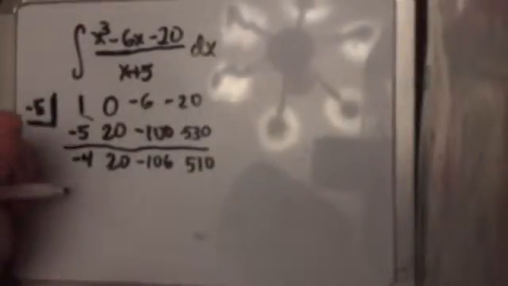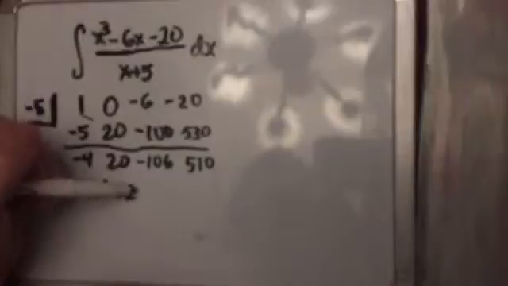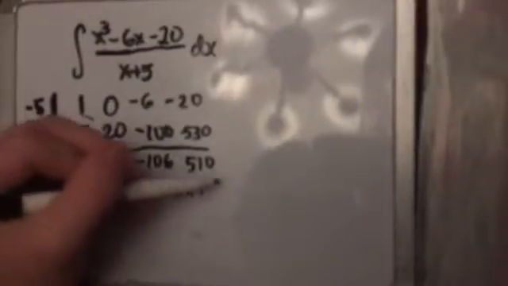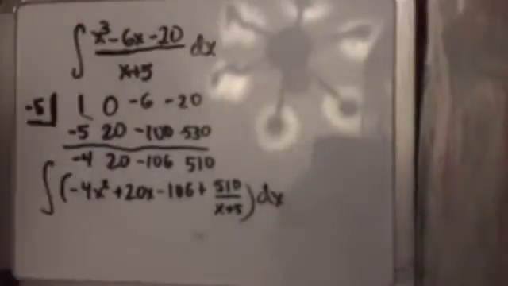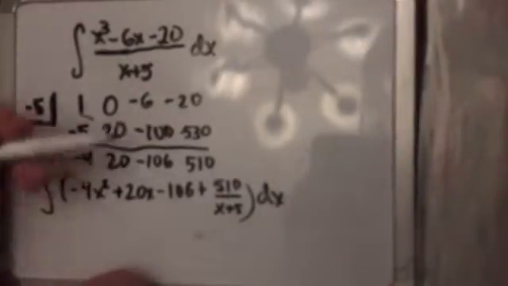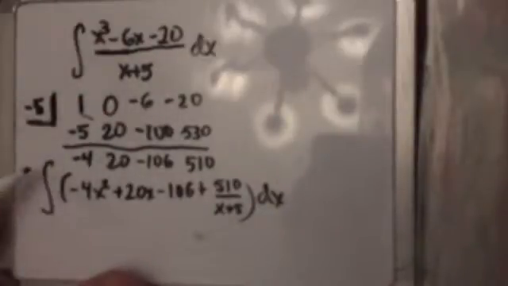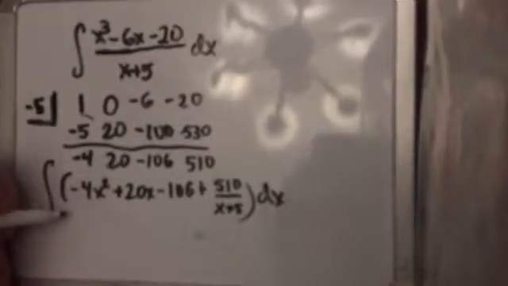So that essentially comes out to negative 4x squared plus 20x minus 106 plus 510, and then you make it over the denominator, over x plus 5. So this is what our new integral is. Since these are all separate, you can essentially separate out the integrals. I'm not going to do that because there's not enough room, but you can separate each integral because it's a plus and minus. So the integral of negative 4x squared equals negative 4x cubed over 3. And there's going to be plus c because it's indefinite.